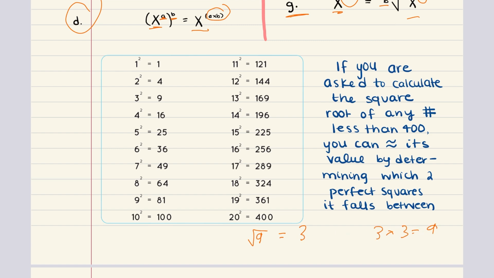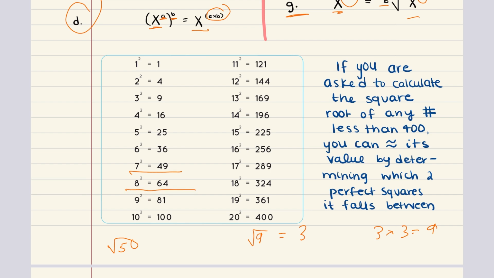Now, when you're estimating square roots of numbers that aren't perfect squares, one method is to determine which two perfect squares the number lies between. So for instance, to approximate the square root of 50, note that it falls between the square root of 49, which is 7, and the square root of 64, which is 8.